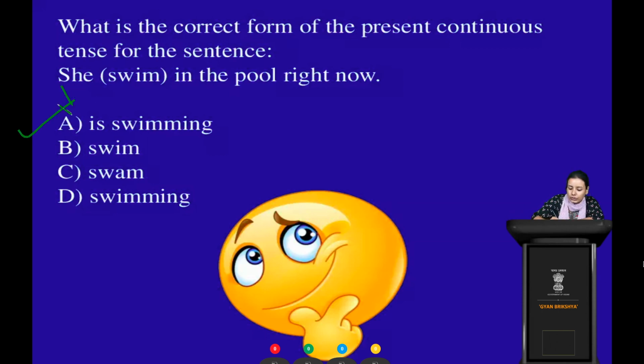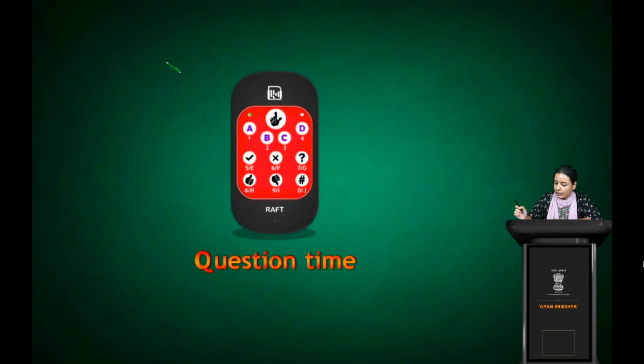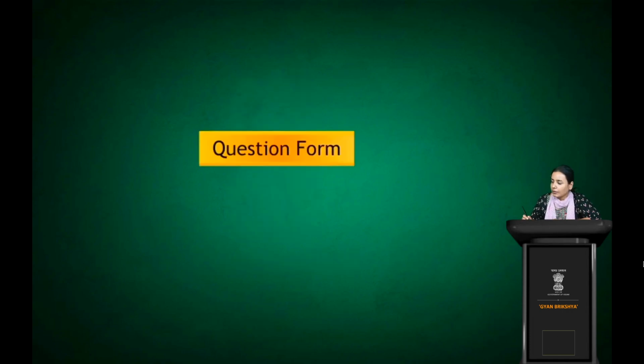A, because with she we can use is and the verb we can use ing. So she is swimming in the pool right now. Got it? Okay. So this falls under the formula. That's the reason we can say like this. That is the option A is the correct option.